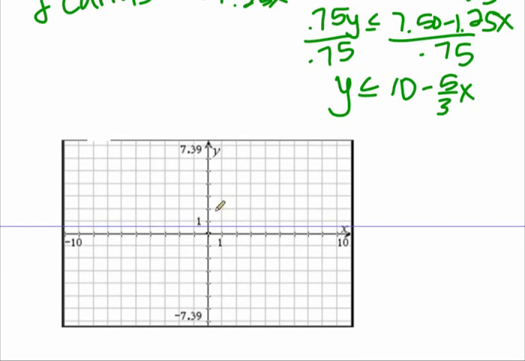Okay, well, that's kind of a problem because I don't see 10 on the graph. So I'm going to count 2, 3, 4, 5, 6, 7, 8, 9, 10. All right, so here's 10. I'm just going to pretend. And I'm going to go down 5 over 3. Down 1, 2, 3, 4, 5. Over 3. 1, 2, 3. All right, what kind of line do I need? I need a solid line.